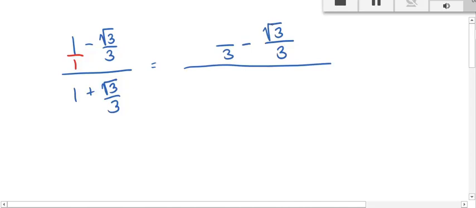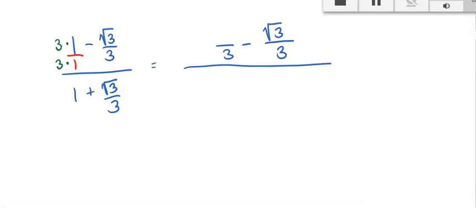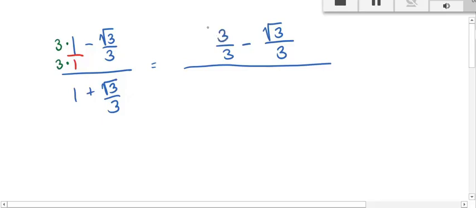We can just write the numerator. The first fraction, the denominator needs to be 3, so we need to multiply by 3. If we do it to the bottom, we need to do it to the top. So we're going to have 3 over 3, which is 1. Do the same thing to the bottom. The common denominator needs to be 3. 1 is the same thing as 3 over 3. So 3 over 3 plus the square root of 3 over 3.